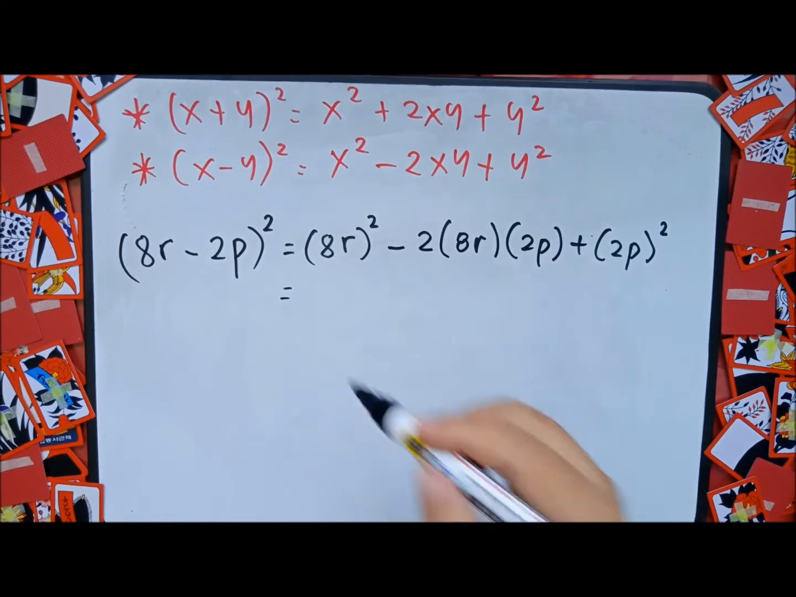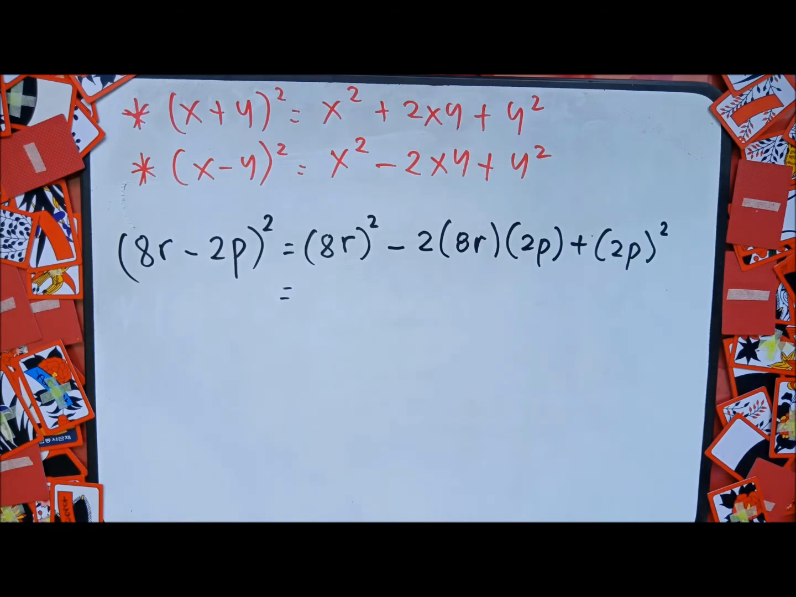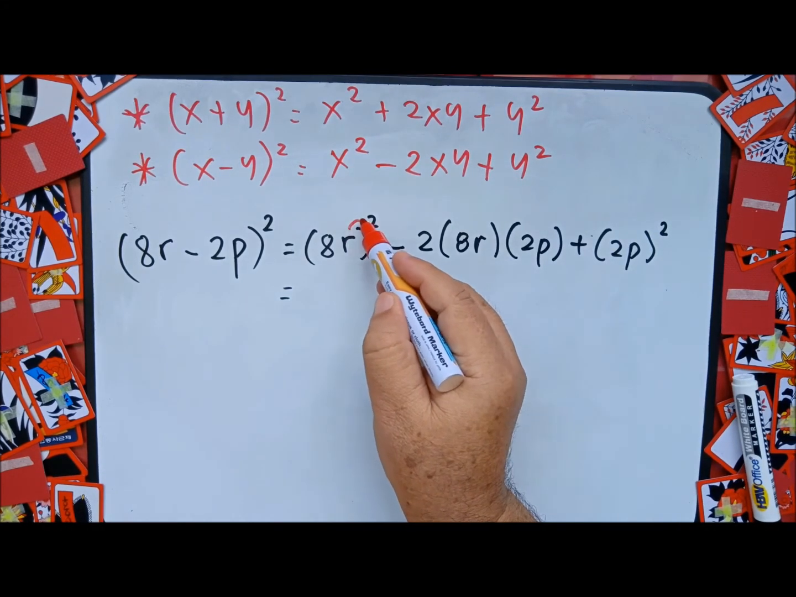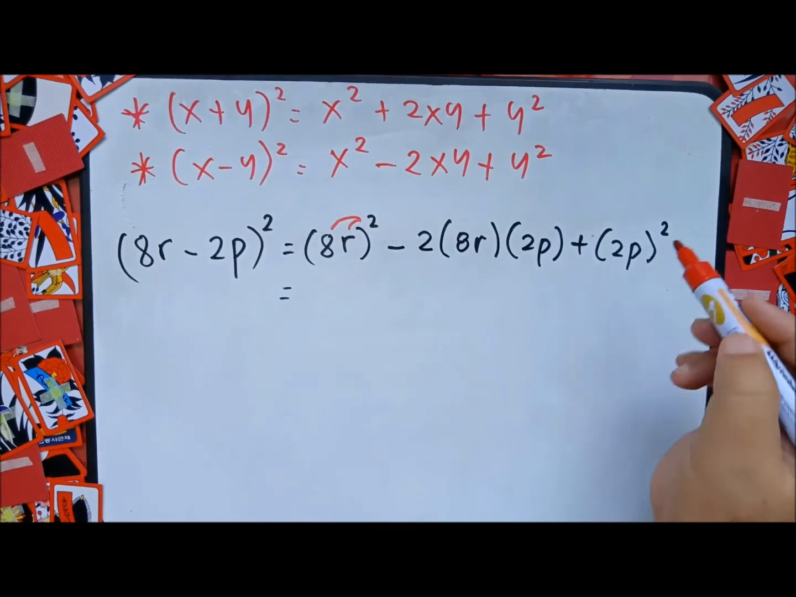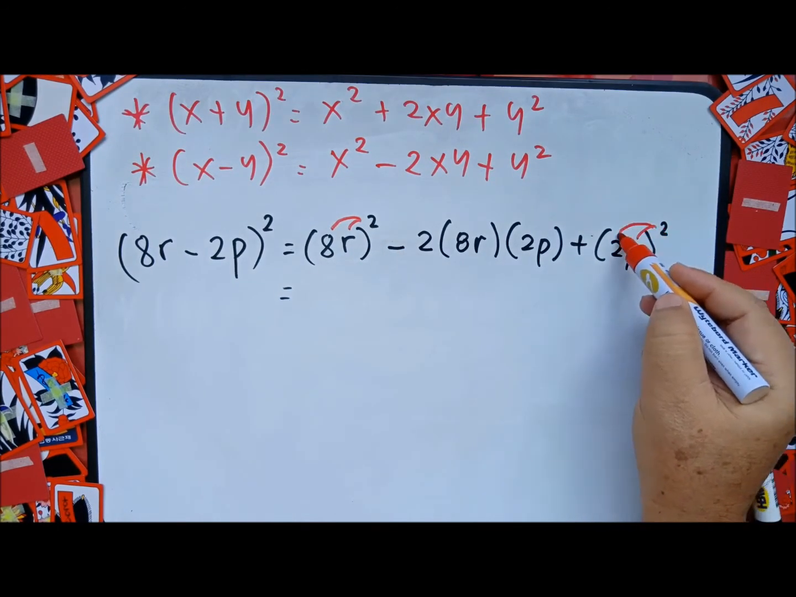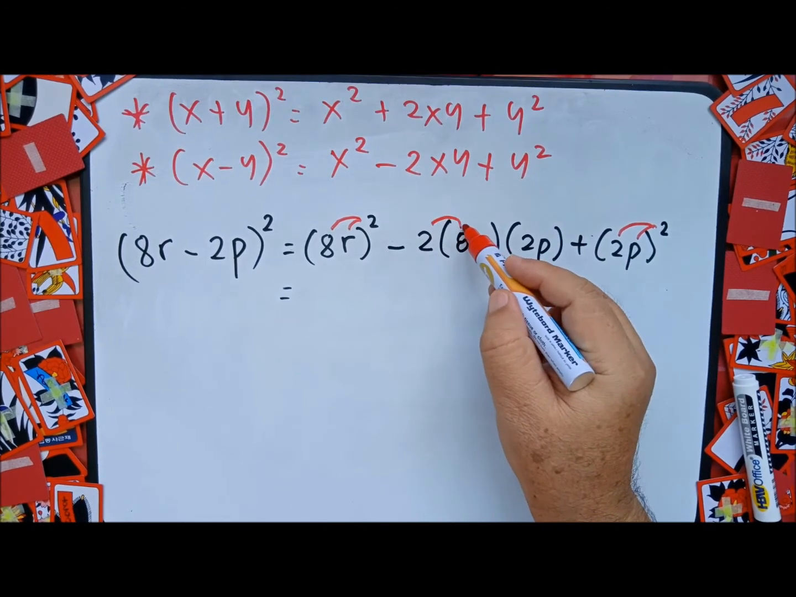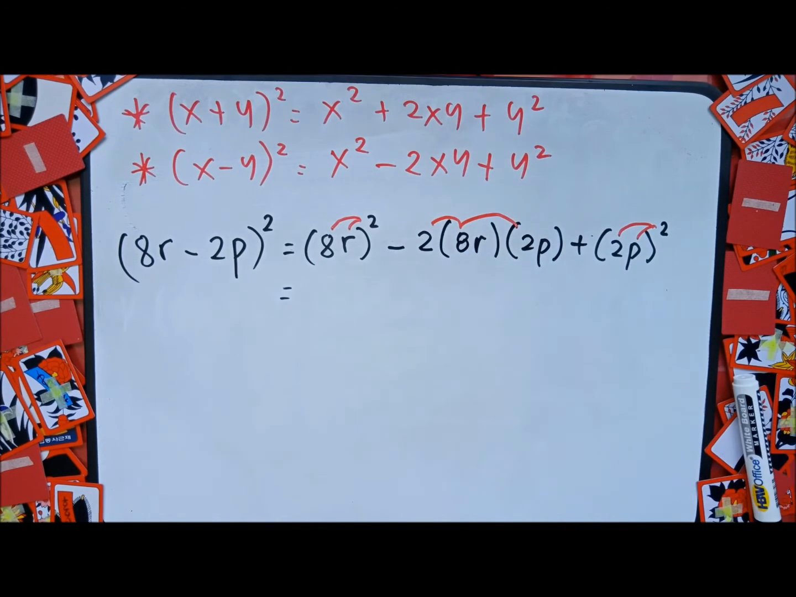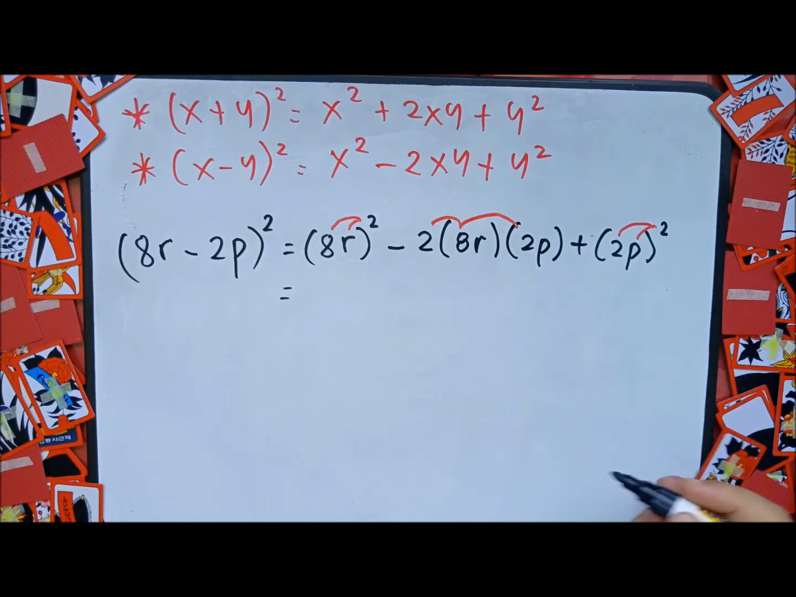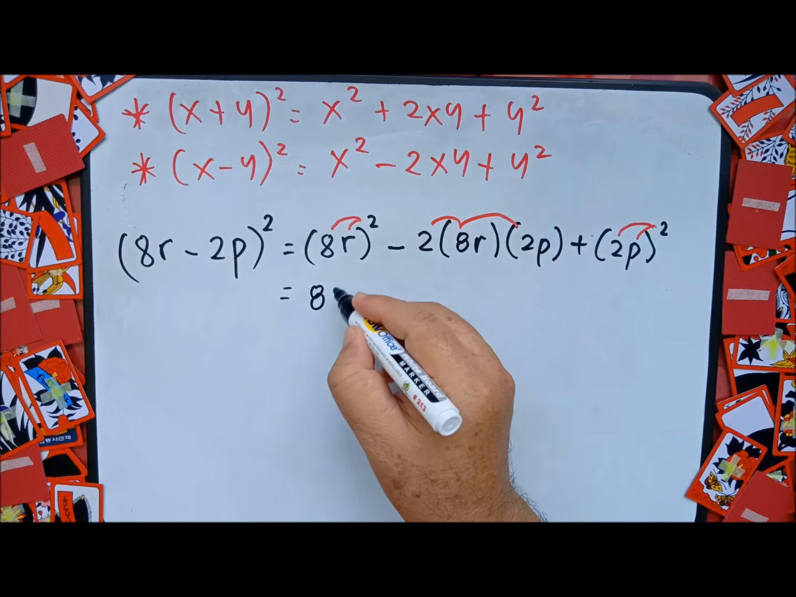So how will you compute this? Next, distribute the square. Then simplify the constants.